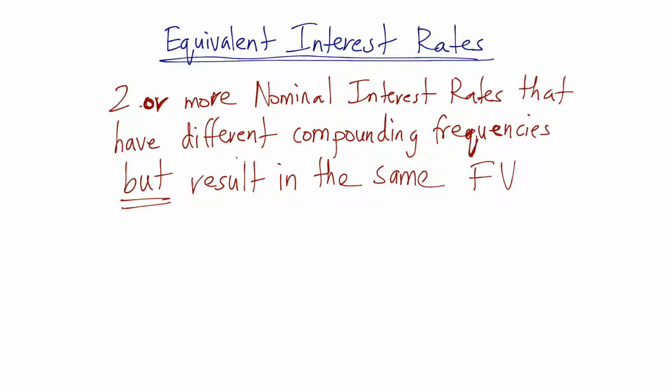You could say this is an extension of the idea that we just talked about. And I think running through some examples will help to reinforce this. Again, equivalent rates are two or more nominal interest rates with different compounding frequencies that still produce the same future value for the same present value. So if you put the same amount of investment in two accounts, and they produce the same amount of FV after a certain amount of time, the rates for those two accounts are equivalent.